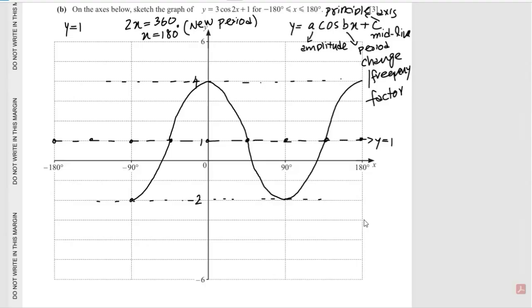This is the lowest point, and from here, it will go all the way till this place, right? And that is my answer for part B.